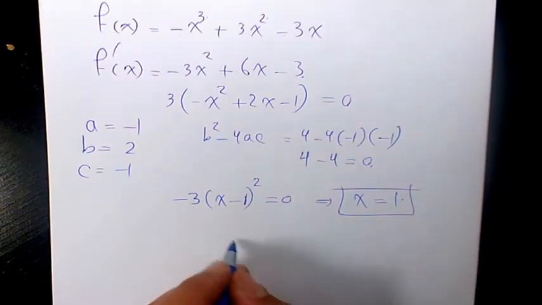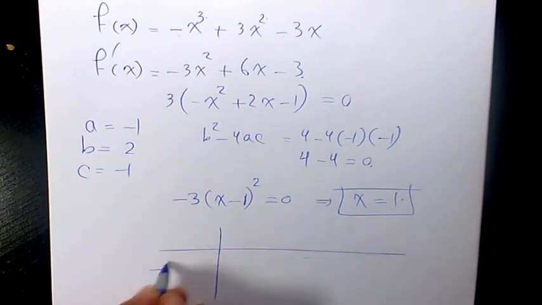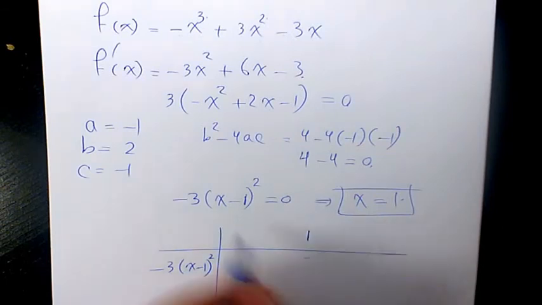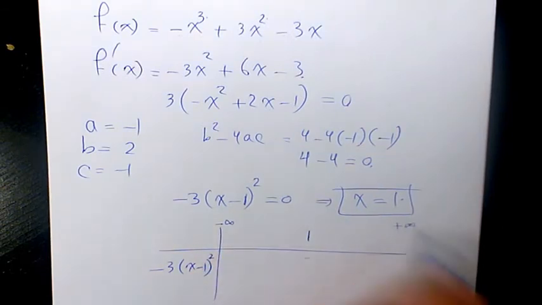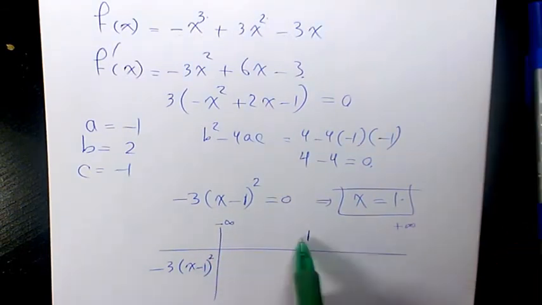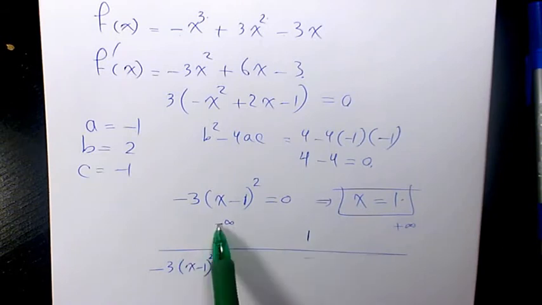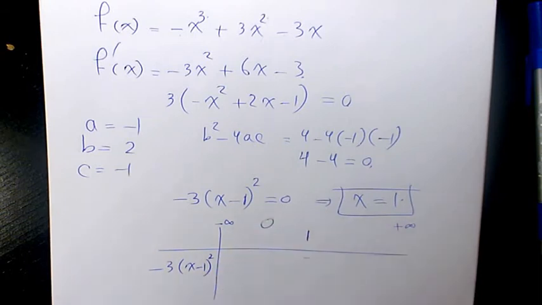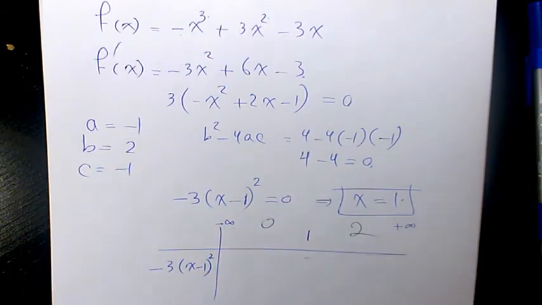How do we do that? We have negative 3 times x minus 1 squared, and we have 0.1 in here. Here we have negative infinity, here we have positive infinity, and we have two regions: from negative infinity to 1, and from 1 to infinity. Let's assume a number here, and let's assume a number in this region.